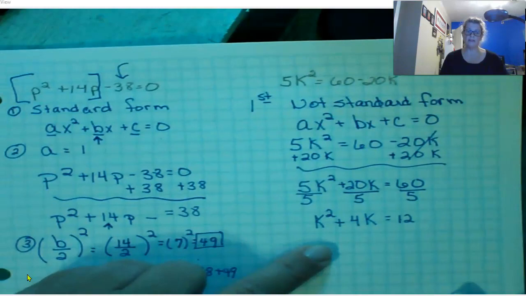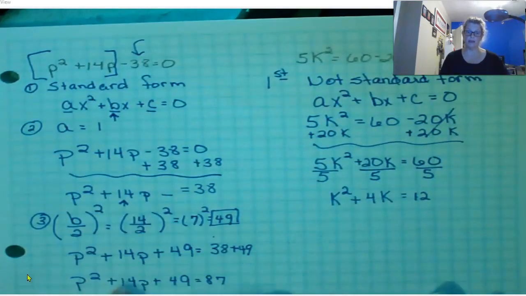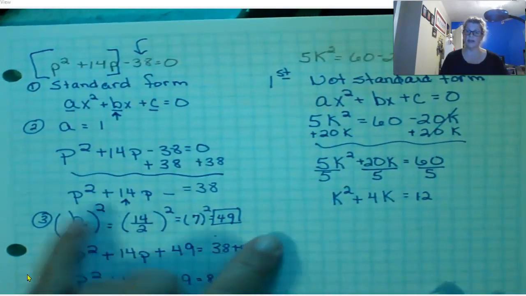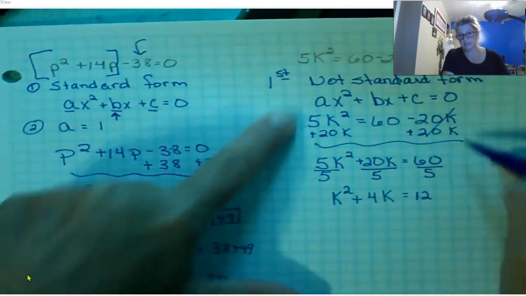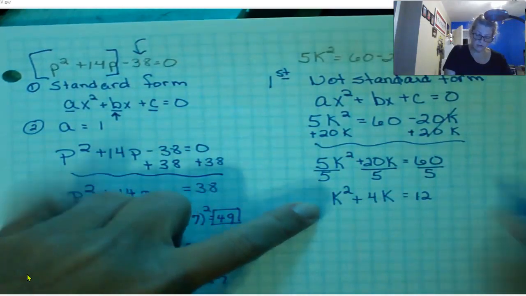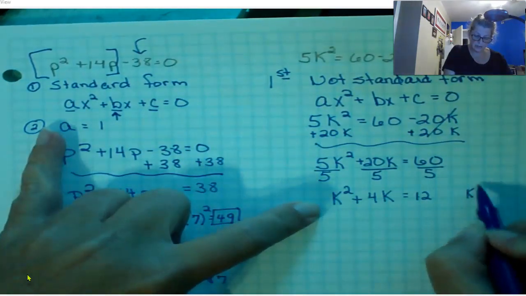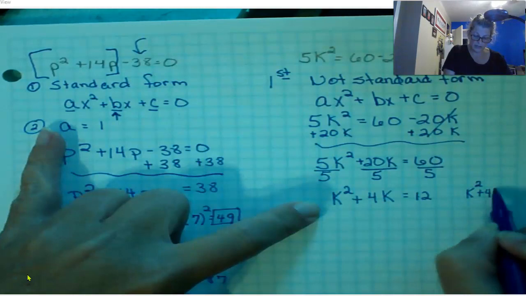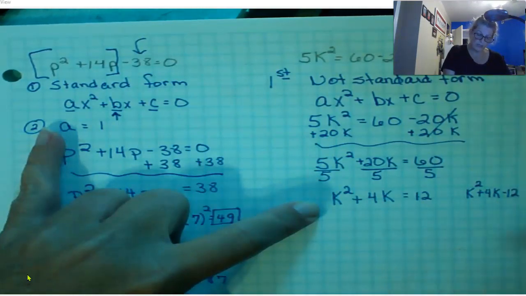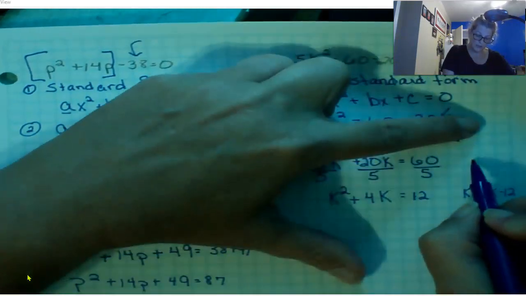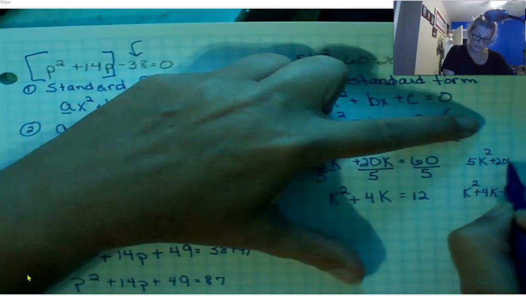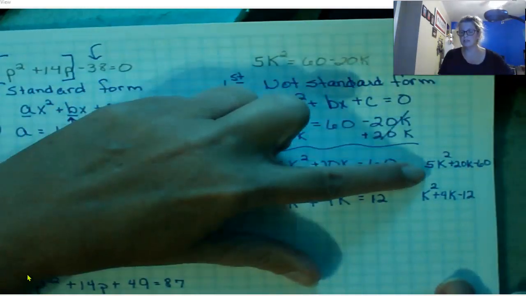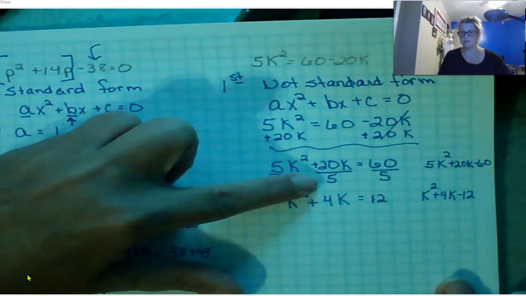So we now have it in the proper format. We have it close enough to be in standard form. If you had done standard form, it would look like this: k squared plus 4k minus 12. Up here it would have been 5k squared plus 20k minus 60. I just didn't see the point in doing this and then going back to this, but it's totally up to you.